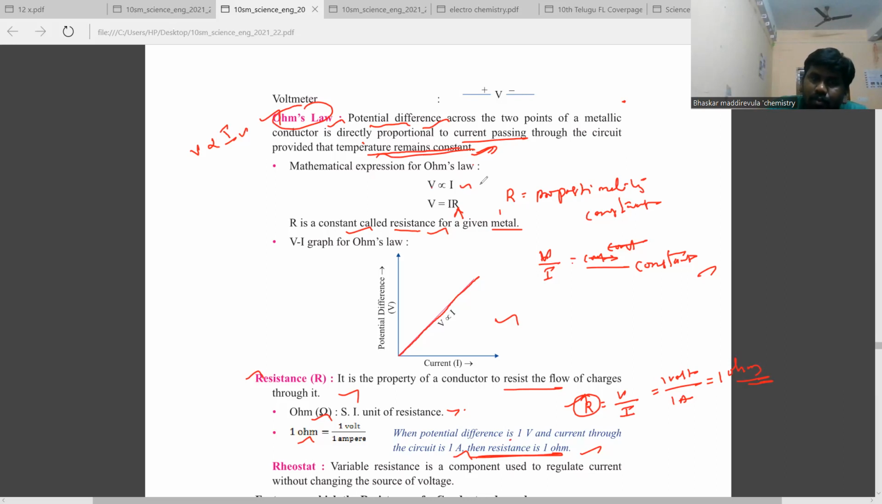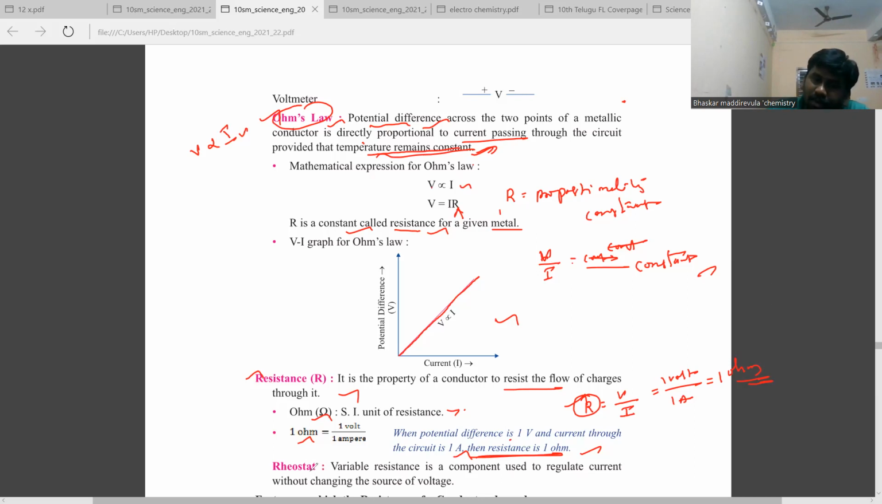Now, to give the resistance, we have some resistors. We have two types of resistors: one is fixed resistance and the other is variable resistance. In the 10th standard, there is only one resistor, the variable resistor.